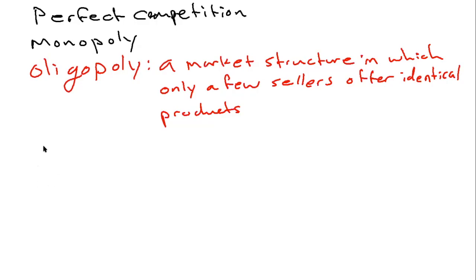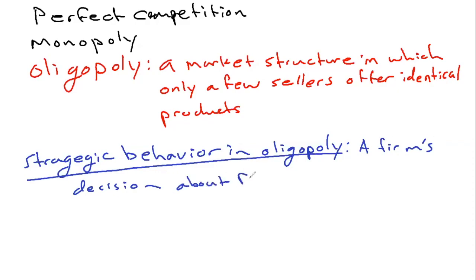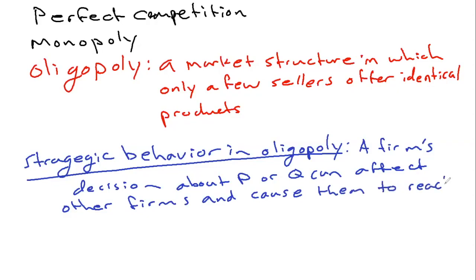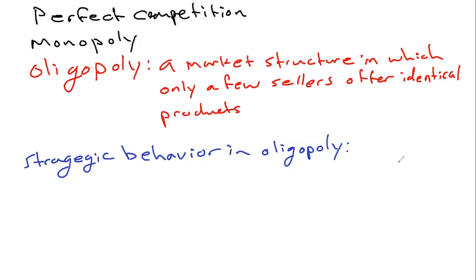And the focus when you study oligopoly typically is in their strategic behavior. And specifically, we want to recognize that in an oligopoly, any firm's decision about price or quantity produced can affect the other firms in that market and cause them to react. And each firm is going to consider other firms' reaction when they make their own decision.